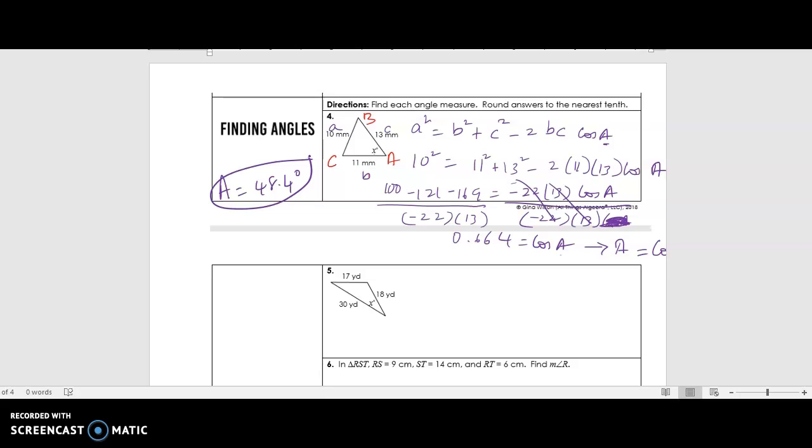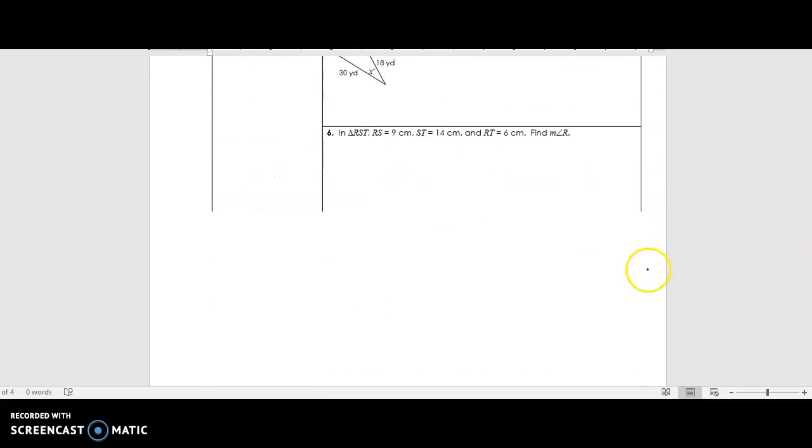Okay, so that's how you do these problems. So let's look at the sixth question quickly. Sixth question. I'm trying to scroll this up. Here it is. In triangle RST, one of them is... Okay, so let's find measure of angle R.